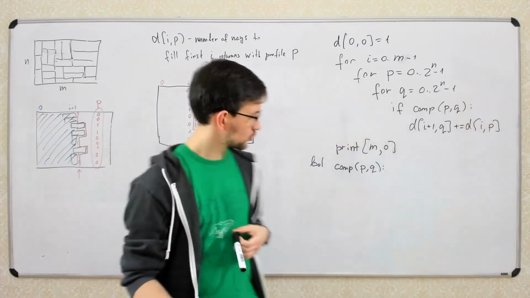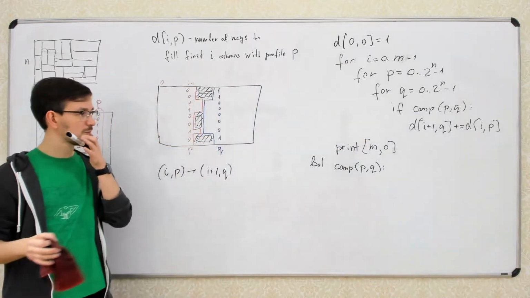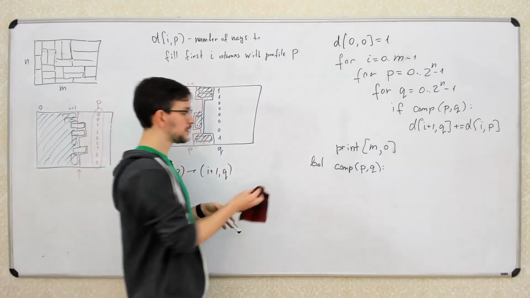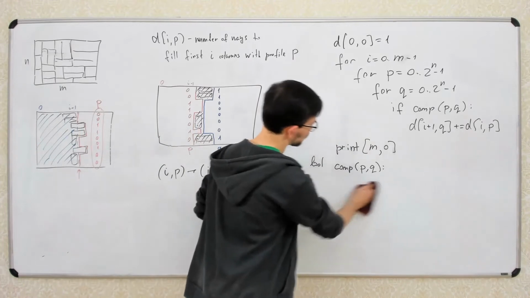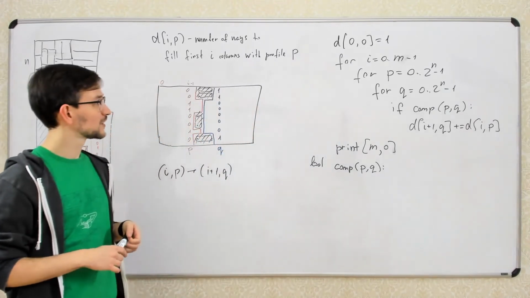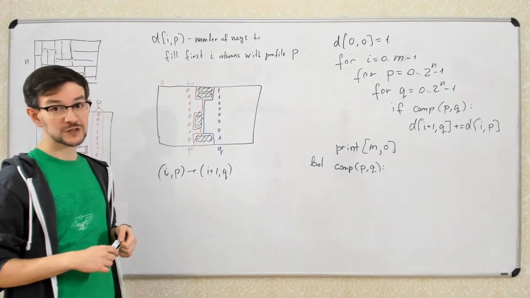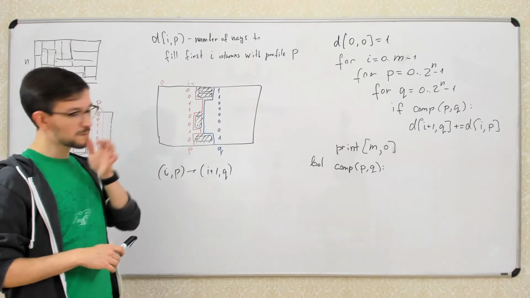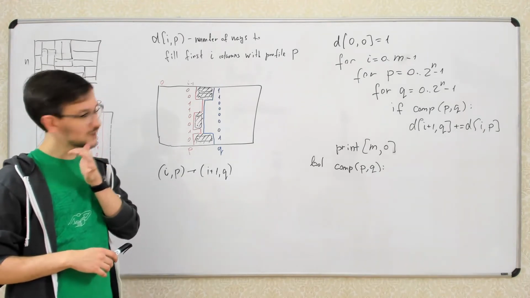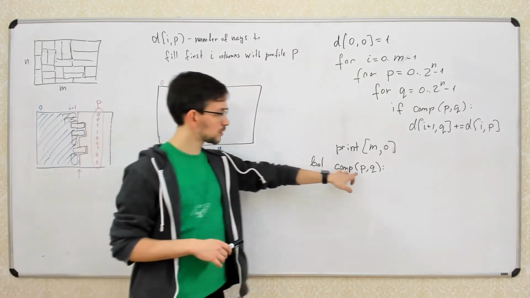But I want to talk a little bit about some bitwise tricks to do it in constant time, just to make it a little bit more interesting. So let's use some bit magic to calculate this function in constant time.